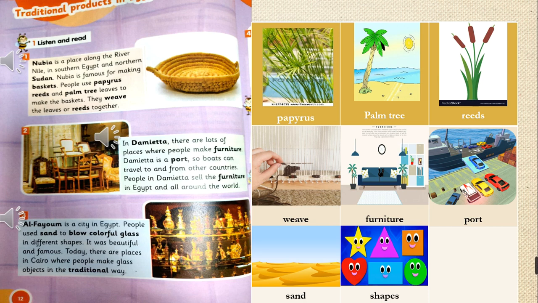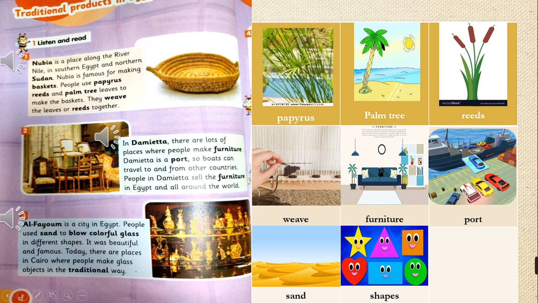So, in Damietta, people make what? Excellent. People make furniture. Okay? And Damietta is what? Excellent. It is a port. It is a port. Okay? I want you to listen to text number 3 carefully.